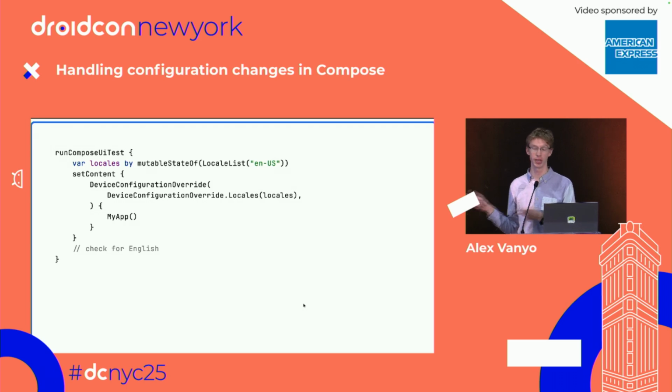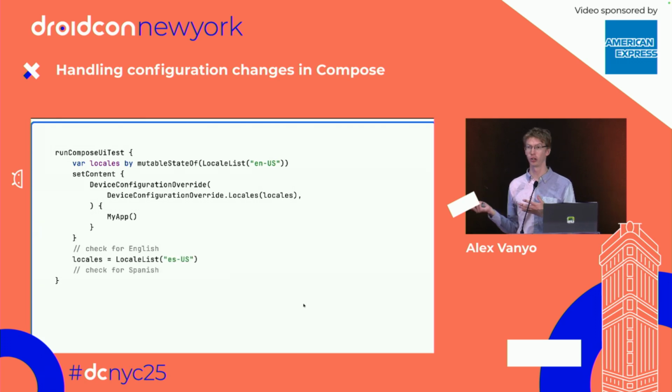But all those things can be a bit annoying because they're device level configuration values. So one thing you can use is device configuration override. What this does is it takes advantage of this whole idea of having everything backed by those composition locals. So internally, overriding the locales will basically override what the configuration says the locale is, and then anything within there is trying or should be using that new value.